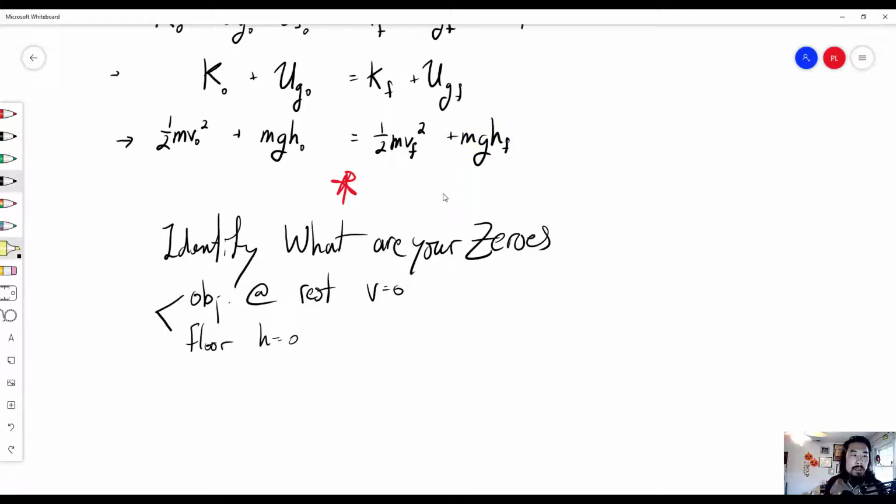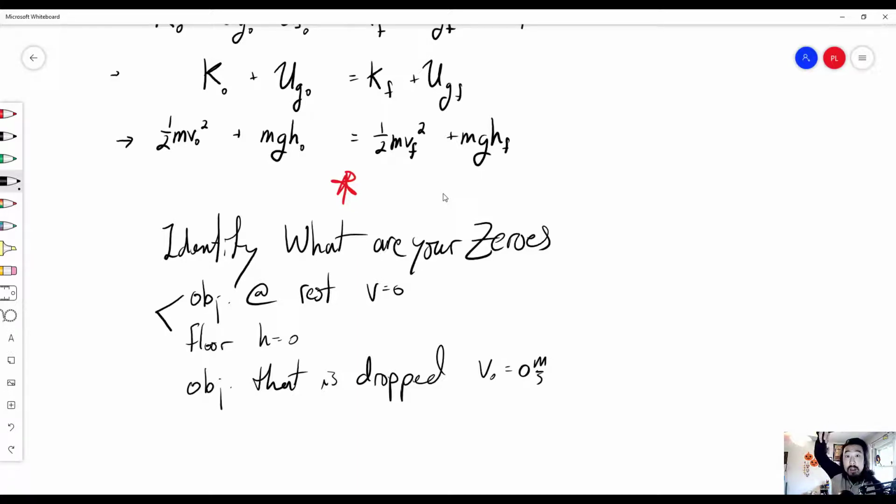Oh, and that actually reminds me. If we have an object that is dropped, this is important. This goes back to your kinematics unit, and a lot of the kinematics stuff actually comes back here in this unit. If you have an object that is dropped, if there was no initial velocity for that object, your initial velocity in this case would be 0, right? And so if you have an object held above the ground, it only has gravitational potential energy, and you release it, and that gravitational potential energy turns into kinetic energy.